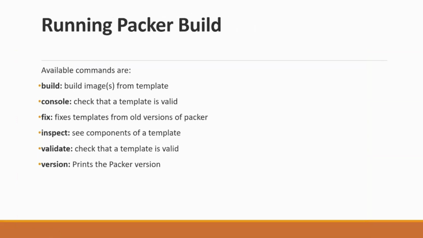Okay, running a Packer build. What are the available commands that you can run? Packer build is basically used to create your image. Then we have different types of commands like console, fix, inspect, validate. Validate is used to check your configurations. And if you type Packer version, it prints the Packer version. There are different commands used for different purposes.